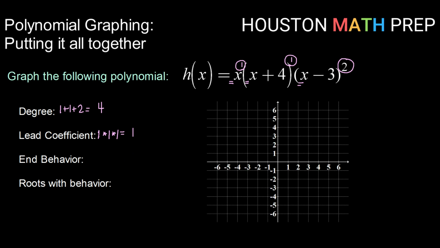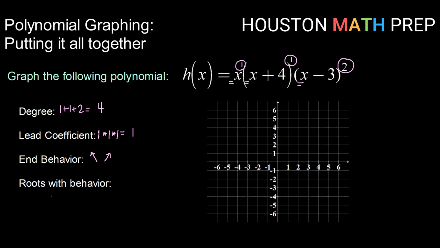So putting those two pieces of information together, that tells me with a positive lead coefficient, I know that my right-hand end behavior is up. With an even degree, the other piece of end behavior should be exactly the same. So on the left, I also have up.